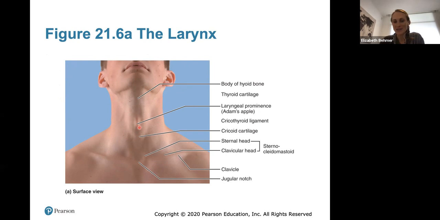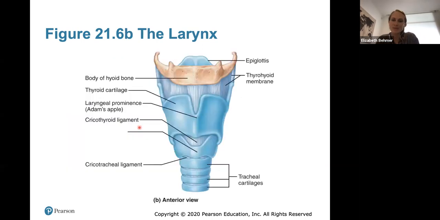It's always a lot easier to see in males because during puberty, testosterone not only lengthens the vocal cords of males, and that gives males their lower voice, but it also acts on your thyroid cartilage to enlarge the laryngeal prominence. So males have a much more prominent Adam's apple.